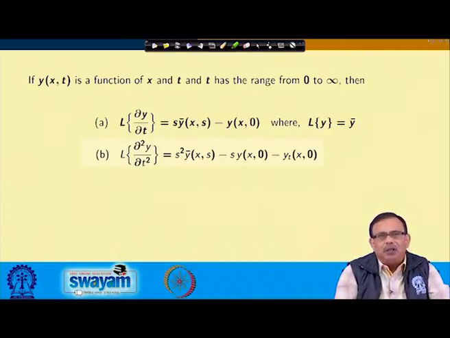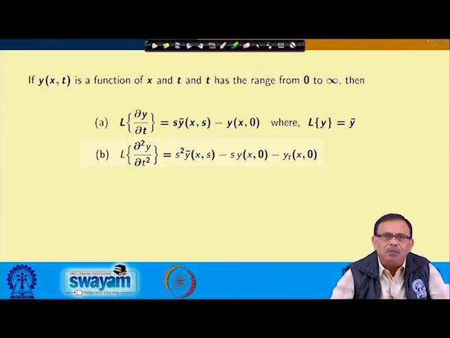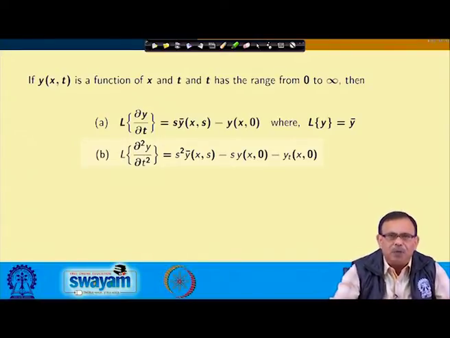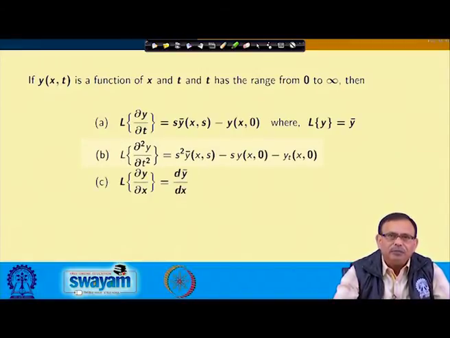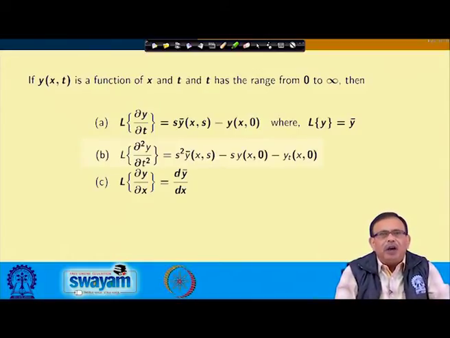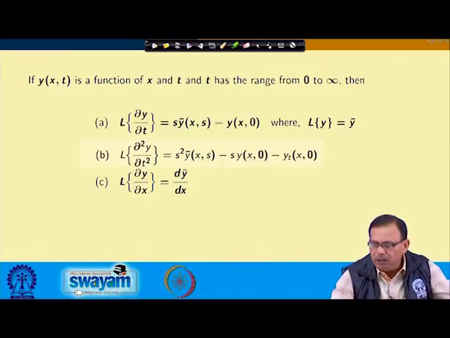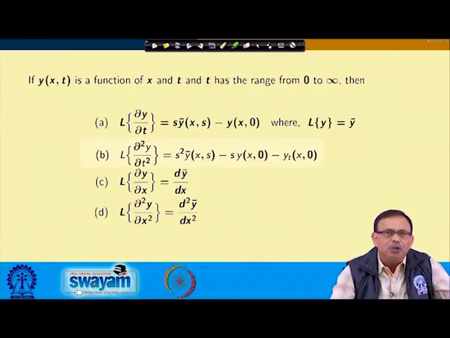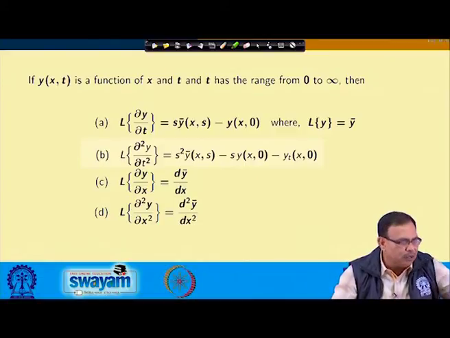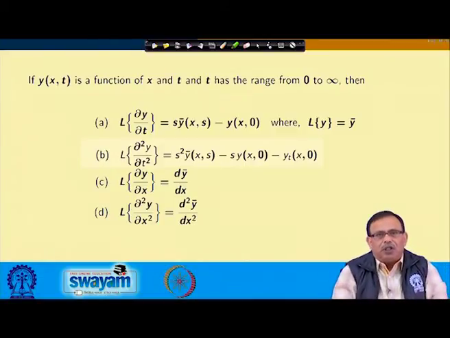So, the second property is: Laplace transform of ∂²y/∂t² equals s² ȳ(x,s) minus s y(x,0) minus y_t(x,0), where ȳ is nothing but the Laplace transform of y. That is the reason ȳ is a function of x and s. Laplace transform of ∂y/∂x is nothing but dȳ/dx, and similarly the Laplace transform of ∂²y/∂x² equals d²ȳ/dx².